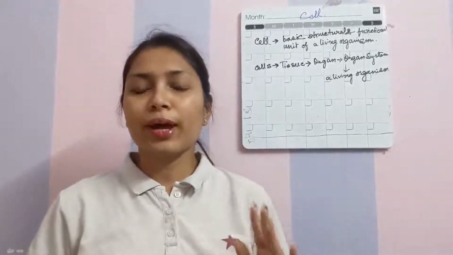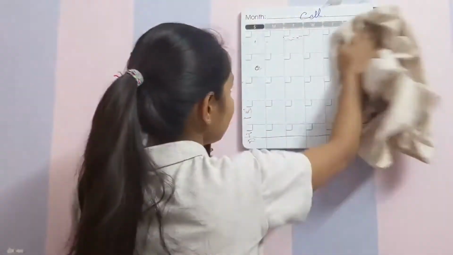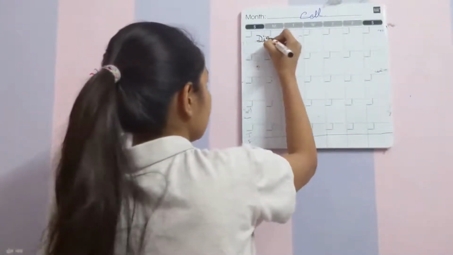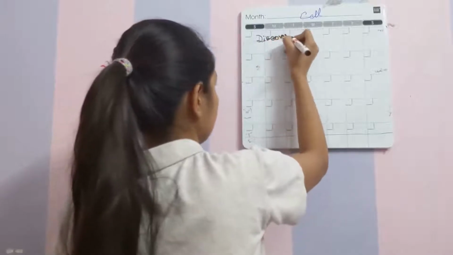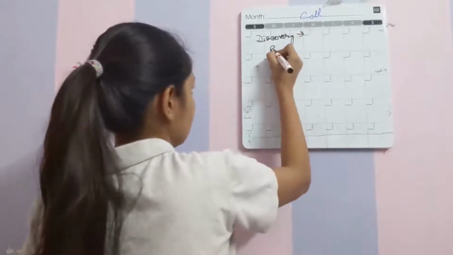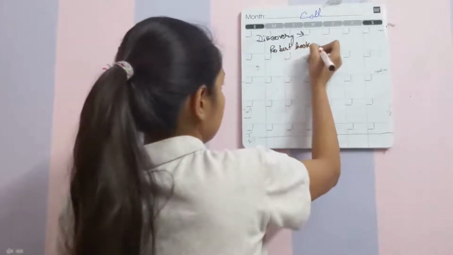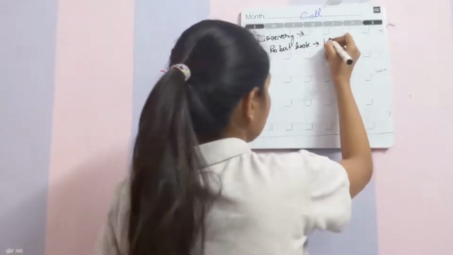So students, how did we come to know about the cell? There is an interesting story. Let's see it. Scientist Robert Hooke in the year 1665 discovered the cell.